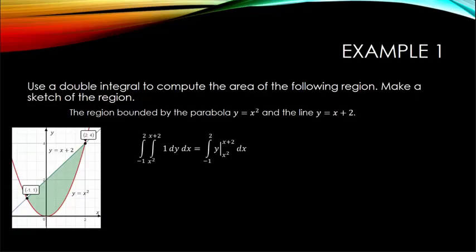I do the inside integration first, and I get the integral from -1 to 2 of y evaluated from x squared to x plus 2 dx. This gives me an integral from -1 to 2 of x plus 2 minus x squared dx. This becomes x squared over 2 plus 2x minus x cubed over 3 evaluated from -1 to 2. I plug in those limits of integration and I get 9/2 for the area bounded by these two curves.